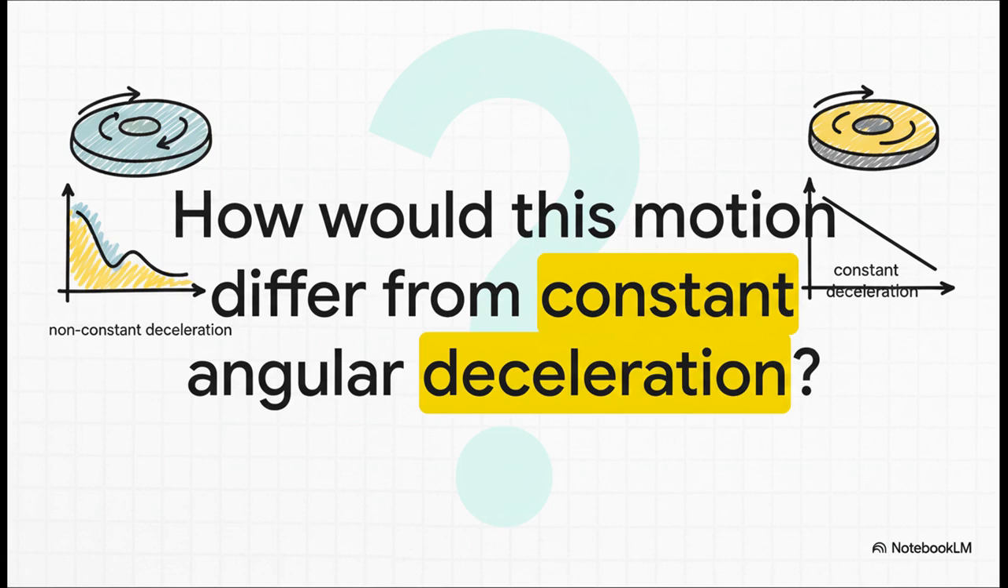And that leaves us with one last really important question for you to think about. We just analyzed a motion where the deceleration changes. So how is this motion different from the stuff you usually see in textbooks, where deceleration is just a constant number? What would the graphs of angle and velocity look like for that simpler case, and how would they compare to this one? Chewing on that question is the absolute best way to make sure you've really grasped what makes this Irodov problem so interesting.